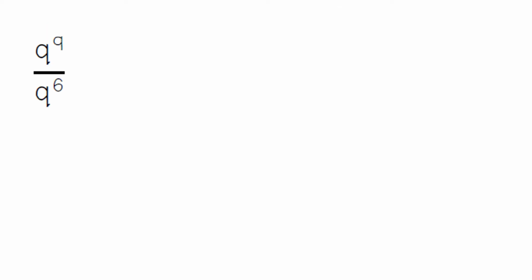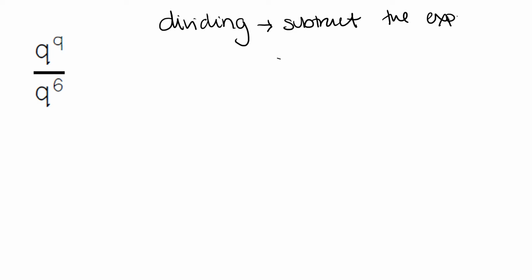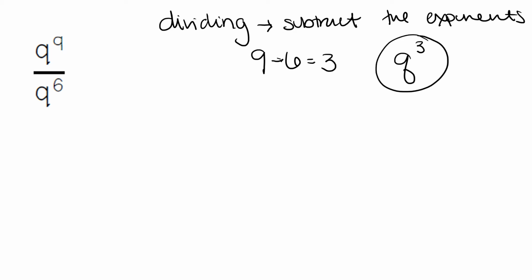For this problem, we have q to the 9th power divided by q to the 6th power. Because we are dividing means we are going to subtract the exponents. And so we would have 9 minus 6, which is going to give us 3. And so our answer is going to be q to the 3rd power.